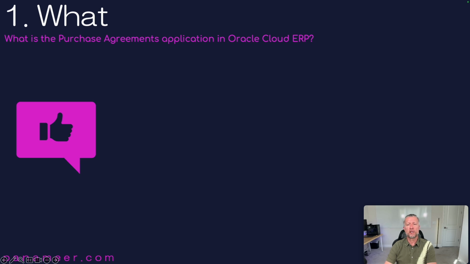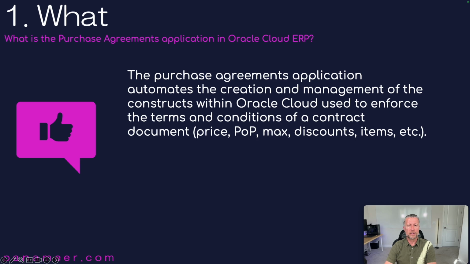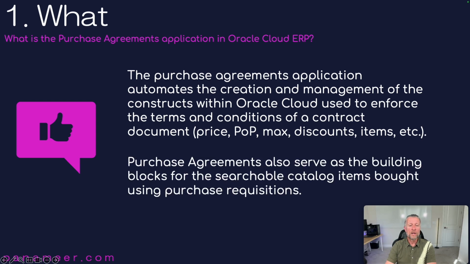What is the Purchase Agreements application in Oracle Cloud ERP? The Purchase Agreements application automates the creation and management of the constructs within Oracle Cloud used to enforce the terms and conditions of a contract document. So think price, period of performance, line or total contract max, discounts, items, etc. Purchase agreements also serve as the building blocks for searchable catalog items bought using purchase requisitions, or what they call SSP, self-service procurement. We'll talk about that more in a minute.